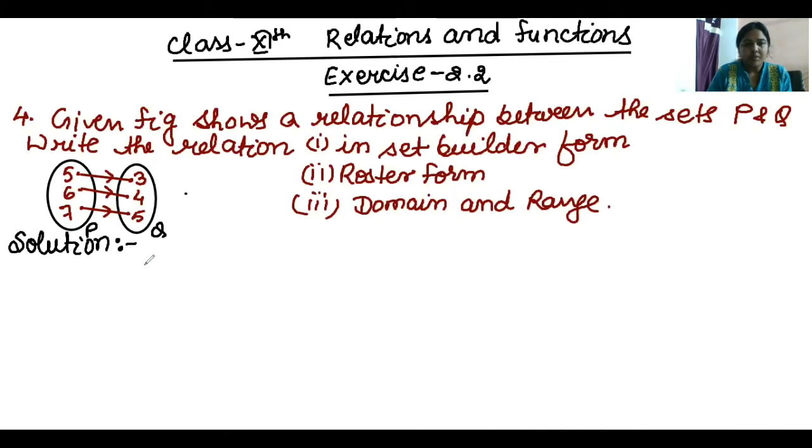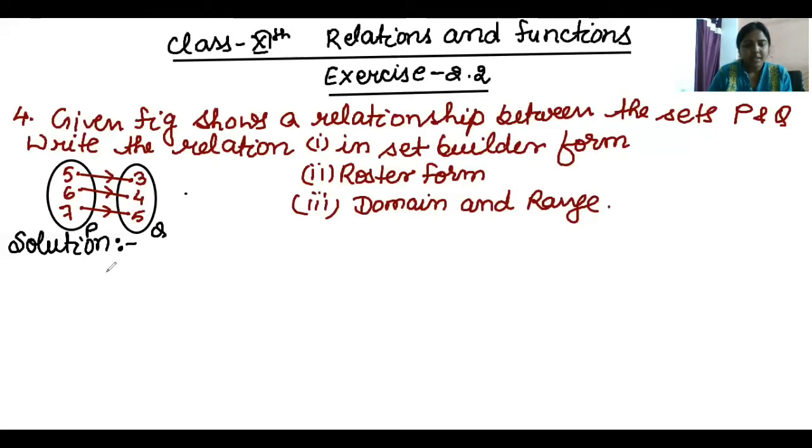So first of all, we have to find out a rule between these two sets, set P and Q. You can see when we are watching elements of P and Q, there is a similarity. Means if we are taking 5 minus 3, we are getting 2. If we are taking 6 minus 4, we are getting 2. 7 minus 5, getting 2. So this is the rule between P and Q sets.